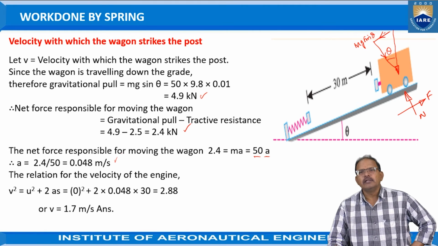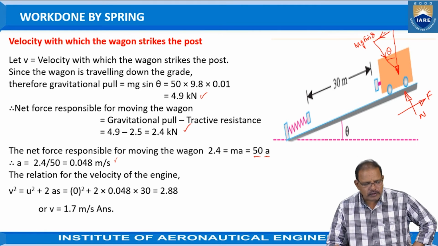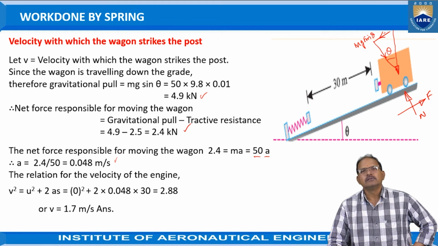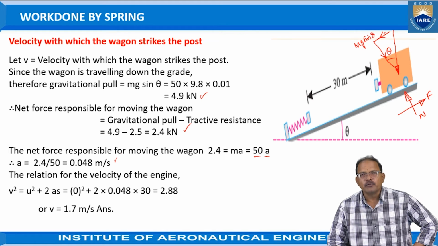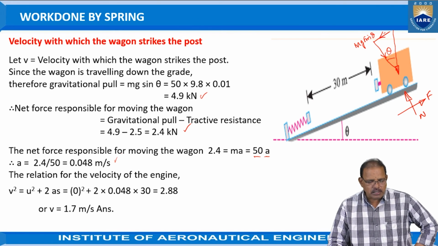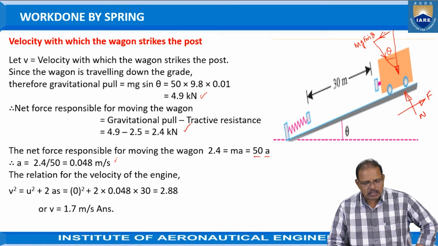So in order to find the final velocity with which the wagon strikes the post, we can use the equation v square minus u square is equal to 2as, because t, the time taken to travel a distance of 30 meters, is not provided. Since it is coming from rest, initial velocity is equal to 0. Final velocity we have to determine. The distance traveled is s is equal to 30 meters, which is given.